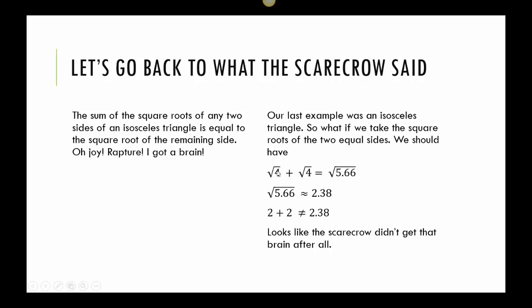Okay. So square root of 4, square root of 4, that's what I'm looking for, should be the square root of 5.66. Well, because I don't know it, square root of 5.66 is 2.38. Square root of 4 is 2, square root of 4 is 2. 2 plus 2 is definitely not 2.38, so it looks like the scarecrow didn't get the brain after all.